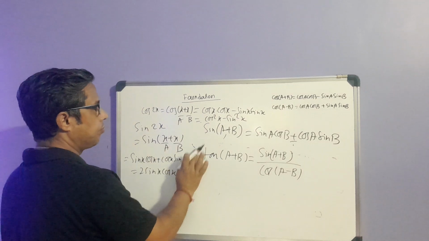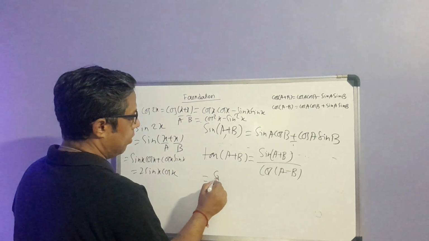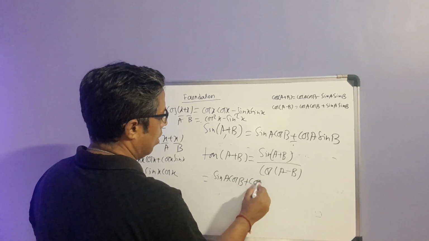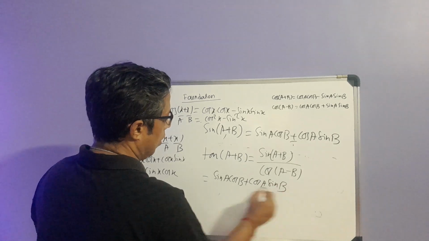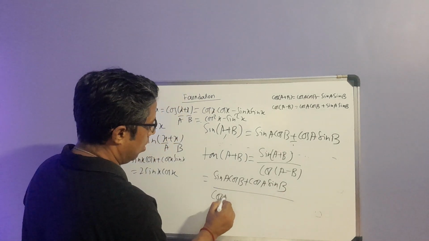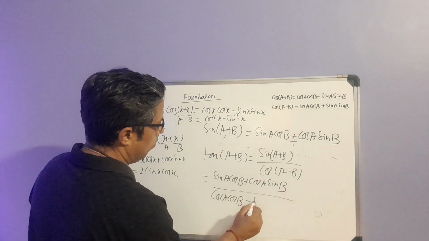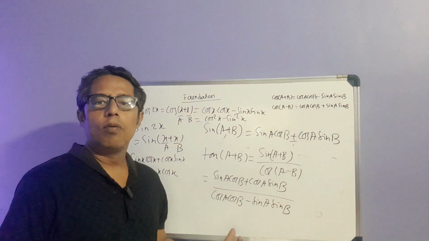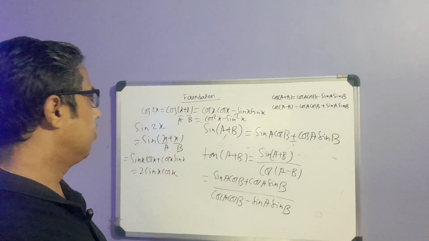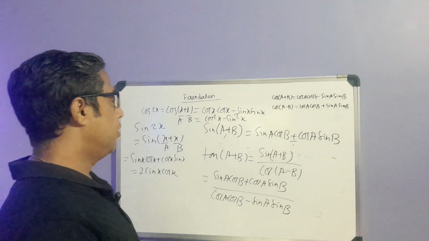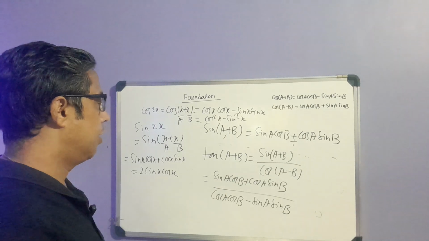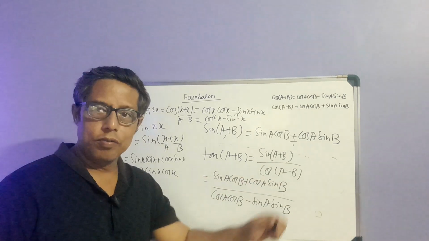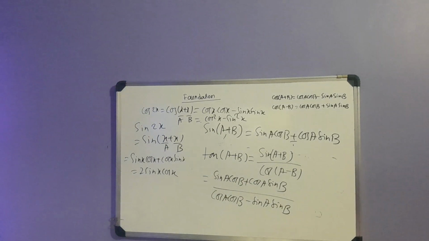Now sine of a plus b means sine a cos b plus cos a sin b, divided by cos a cos b minus sin a sin b. From here we can prove it, so I have to give tan a, then tan b. So if I divide the whole numerator and denominator with, let's say, cos a cos b, then what is going to happen? Let me show you this part.